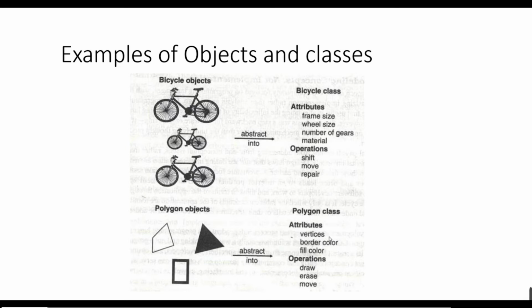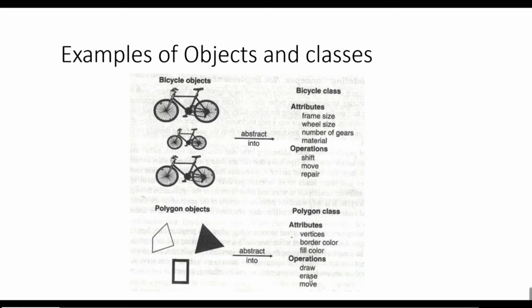It means the vertices. For each polygon we have 3 or 4 vertices, and the border color, what is the border color, and what is the fill color, and so on. All of these attributes are very important to draw each polygon, and there are also some operations important to the software we want to develop.